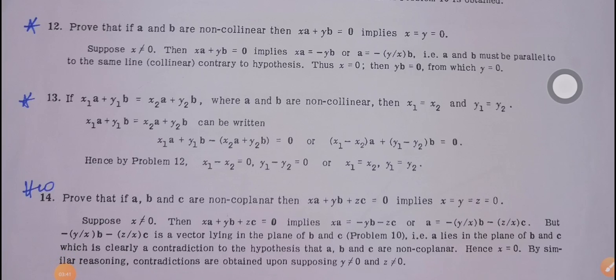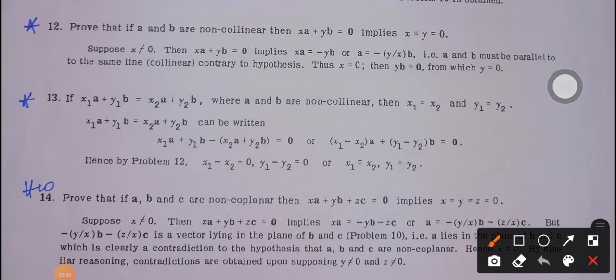Next we have question number 12. Prove that if a and b are non-collinear, then xa plus yb is equal to 0 implies x is equal to y is equal to 0. Here you can see that 0 is also bold. Bold means it is representing a vector quantity.